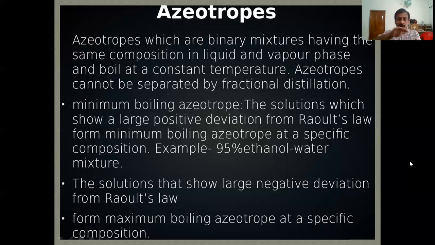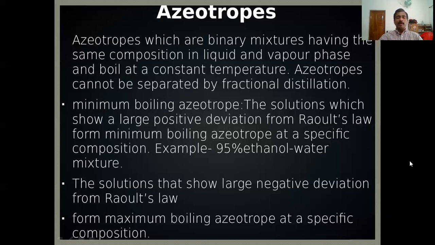So when we consider azeotropes with the positive deviation from ideal behavior, we can see the gap between the vapor pressure and atmospheric pressure is very small. So at a lower temperature, what happens? The boiling will take place. Since the gap is very small, at a lower temperature the boiling will take place. Therefore, they are known as minimum boiling azeotropes.